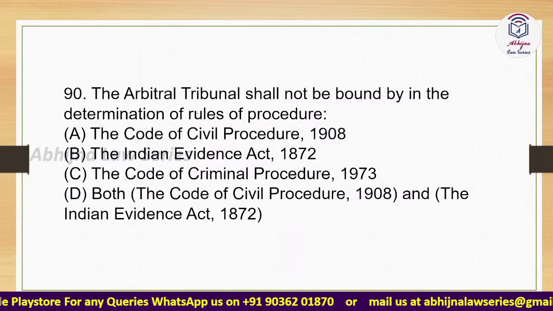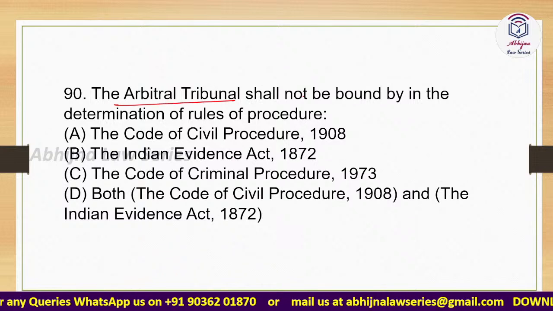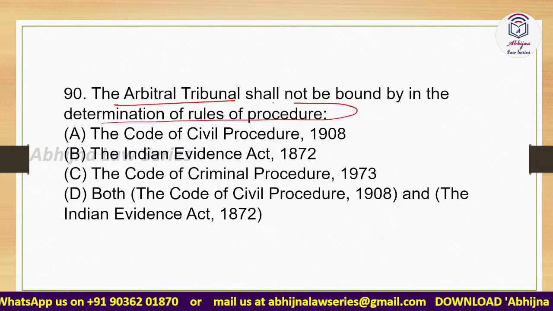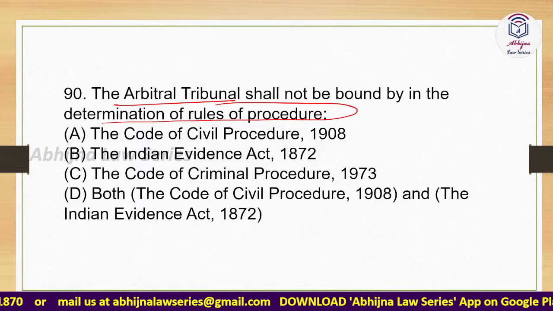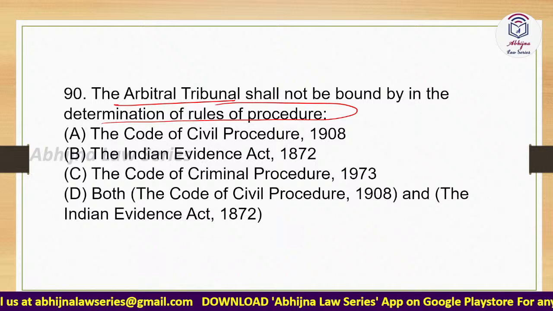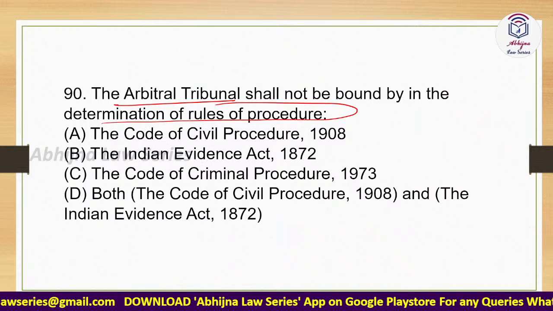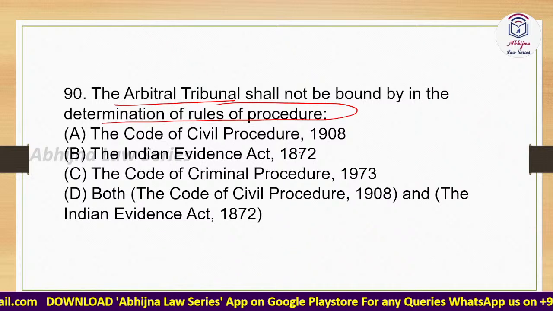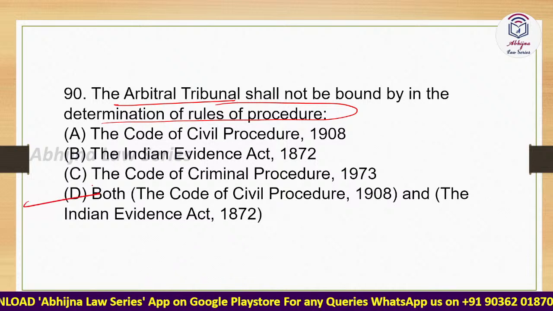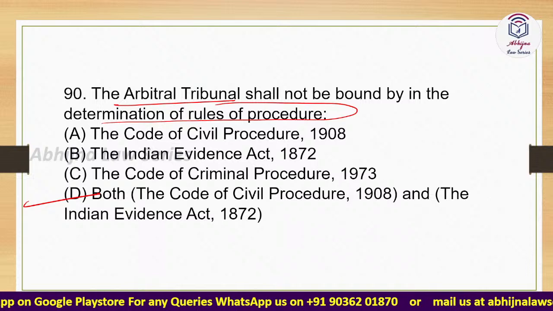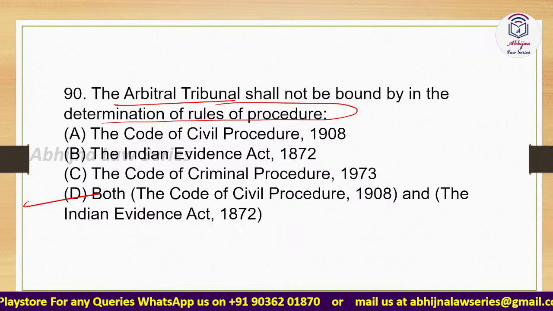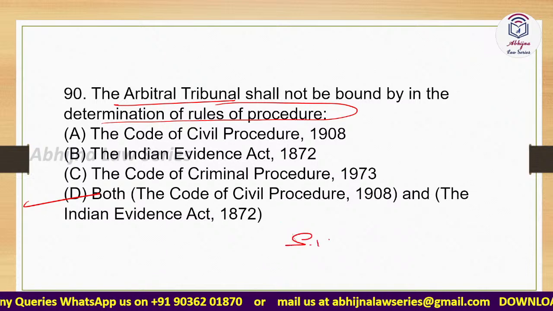Next one, the arbitral tribunal shall not be bound by the rules of procedure in the determination. See, an arbitration tribunal is not a very strict body, unlike a judicial institution. So that's why it is not bound to follow the CPC or the Indian Evidence Act. This has been given under section 19 of the Arbitration and Conciliation Act.